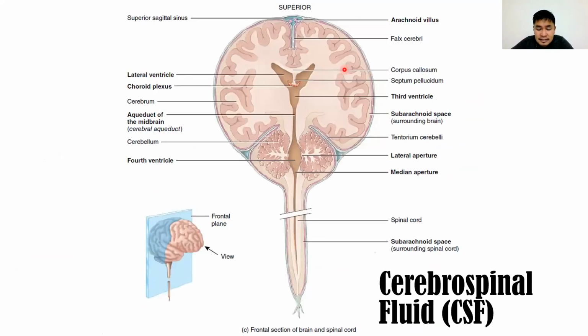Just the frontal section of the brain and spinal cord. Again, your lateral ventricles, 1, 2. You have your interventricular foramen, third ventricle, aqueduct of the midbrain or cerebral aqueduct, fourth ventricle. Then you have your lateral and median aperture. Foramen of Luschka, foramen of Magendie.